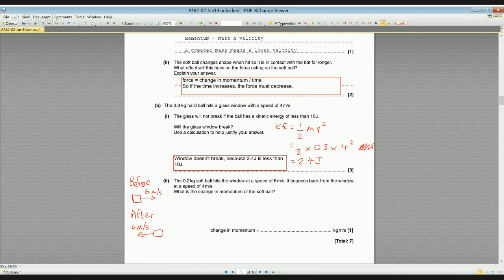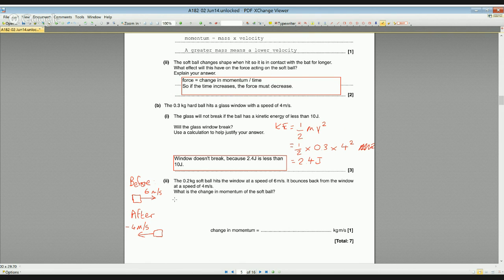Now, the most common mistake that students would make here is to say that, well, 6 take away 4, that's a change in speed of 2 meters per second. It is a change in speed of 2 meters per second, but momentum is not about speed, it is about velocity. So if it's traveling at 6 meters per second and that's positive to the right, if it's traveling to the left, that's traveling in the opposite direction, we have to give that a minus sign. So the velocity as it leaves the window is minus 4 meters per second.